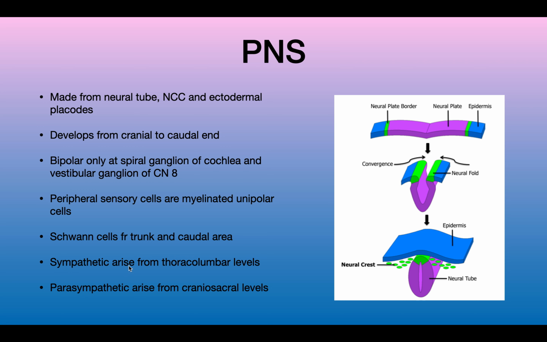The sympathetics of the peripheral nervous system arise from the thoracolumbar region, and the parasympathetics will arise from the craniosacral region. So this would come from the entire cord.